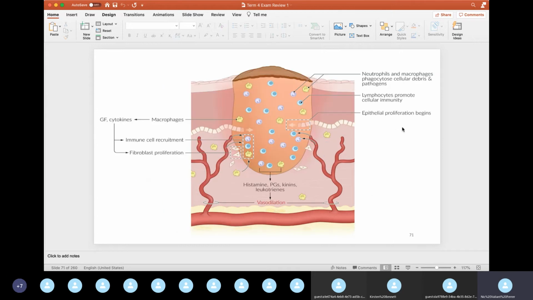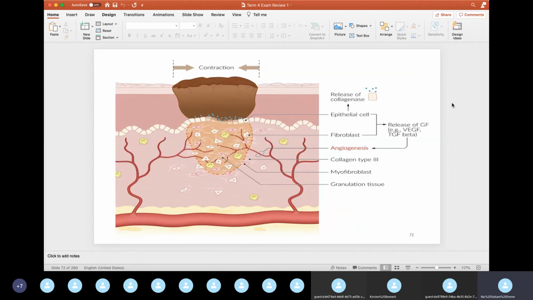Then what happens next? Let's look at the image here. Still continued vasodilation, still continued increase of histamine, prostaglandin, kinins, and leukotrienes. Why? Because you have an increase in your immune cells. You have an increase in your neutrophils. You have an increase in your macrophages. Your macrophages are also involved in immune cell recruitment and fibroblast proliferation, right? Afterwards, what happens?